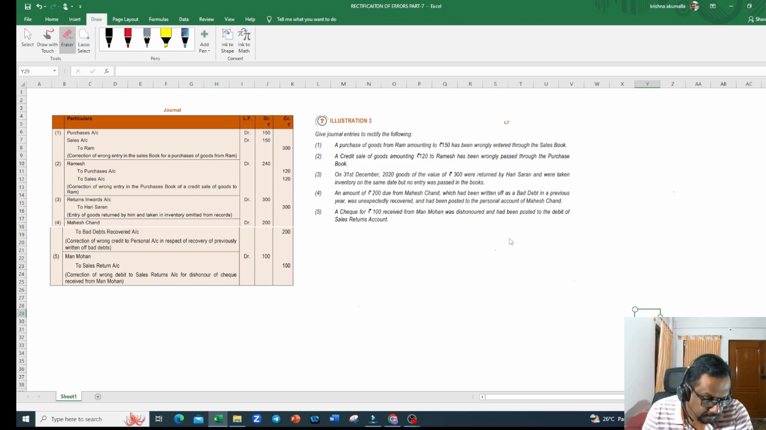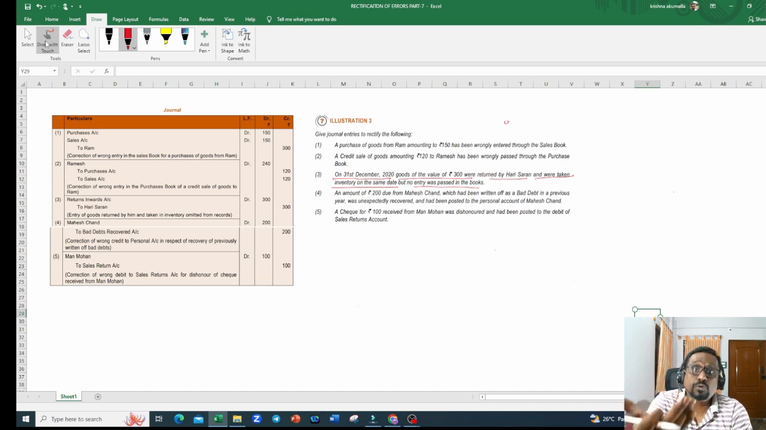Right now, third one. On 31st December 2020, goods of value 300 were returned by Harisaran and were taken into inventory on the same date, but no entry was passed in the books. Harisaran returned the goods. That has not been posted. Simple. When somebody returns the goods, they are written inwards. Do you agree with me? They are written inwards. Why are they written inwards?